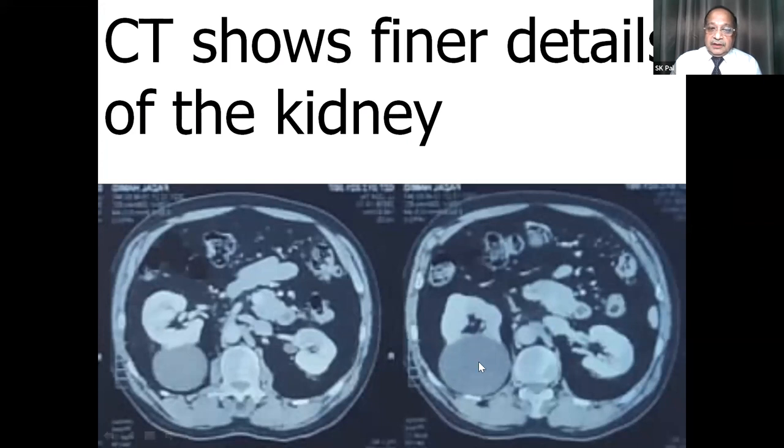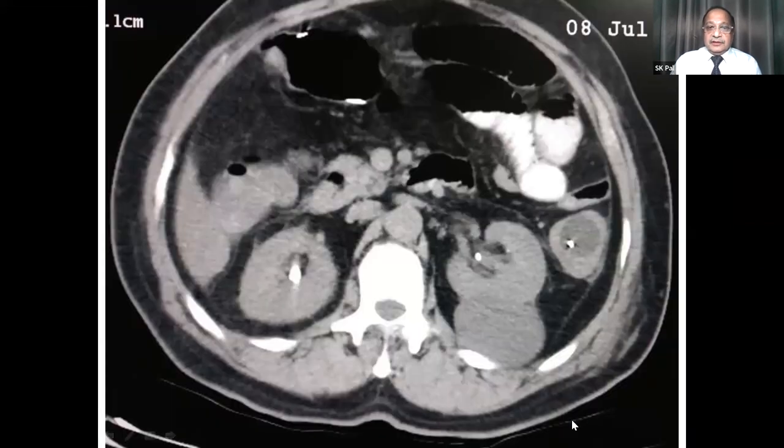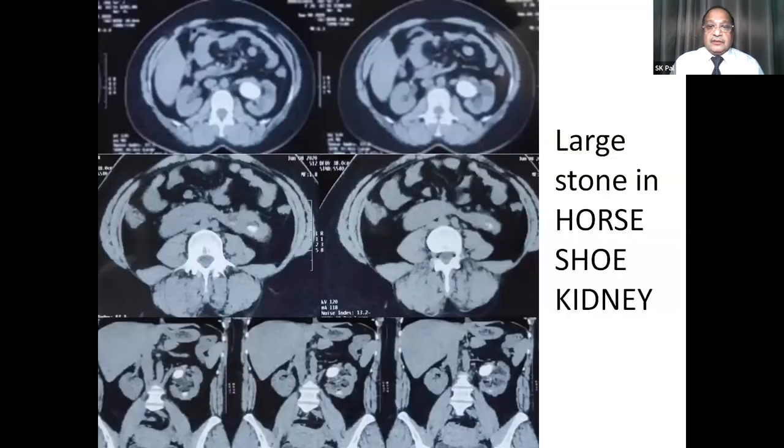puncture. But if you approach this kidney posteriorly, you will enter the cyst, you will realize yes, some fluid has come, you will feel that you are into the collecting system, but actually you will be entering this cyst. So all this will be known by the CT itself. This is another cyst on the right kidney. So you can identify that, you can identify the details of the kidney very well.